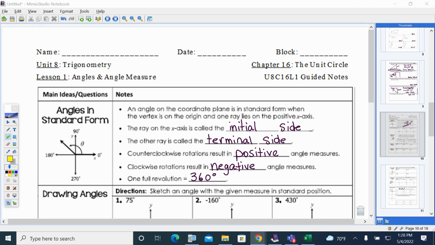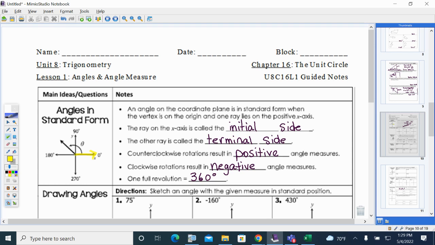So I'm going to highlight these parts. An angle that's in standard position, again, the vertex is at the origin. And then you have a side of the angle that's always going to be on that positive side of your x-axis. Now, the other side of the angle can be floating around anywhere in the coordinate plane.